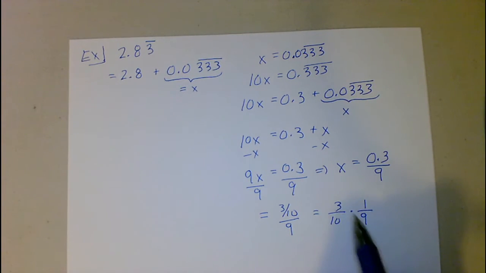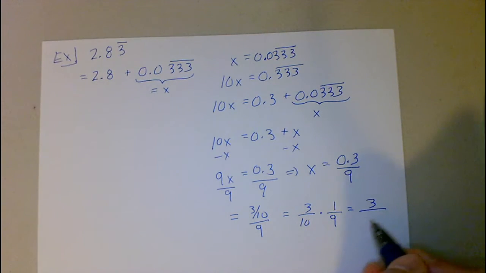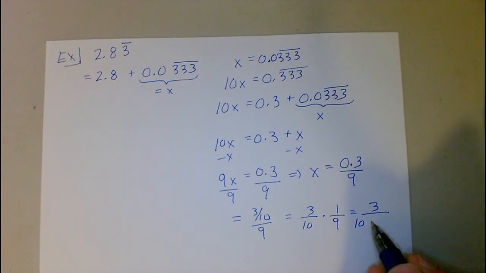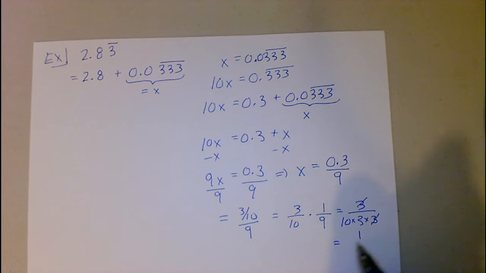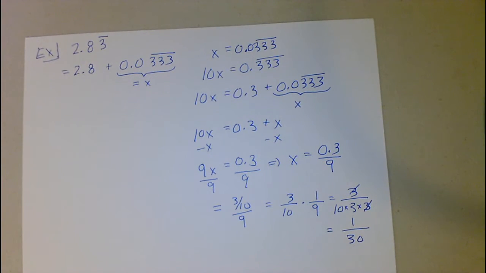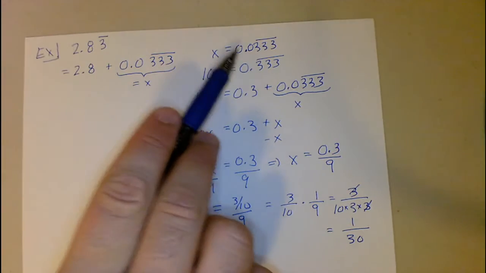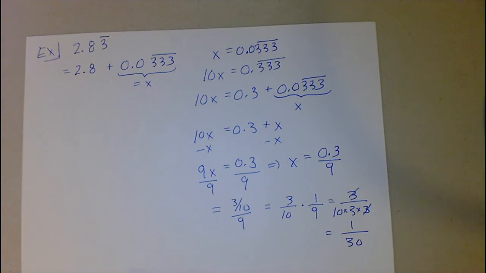There's a common factor of 3 that I can cancel from the top and bottom. So I get 3 over 10 times 3 times 3. And so 3 over 3 is 1. And so what I get is 1 over 3 times 10, which is 30. So it's not 1 over 3, it's 1 over 30, because there's that extra 0, that extra placeholder that hadn't been repeated yet. And if you look, this is what x equals.